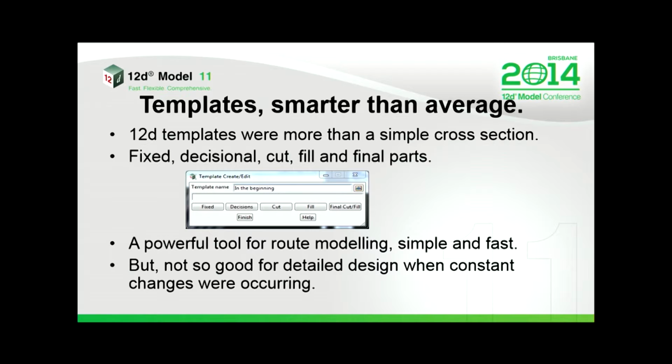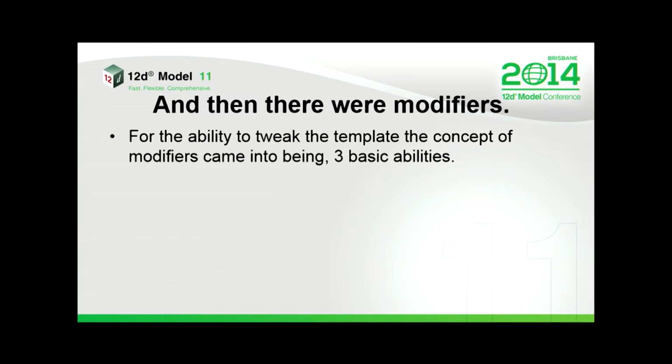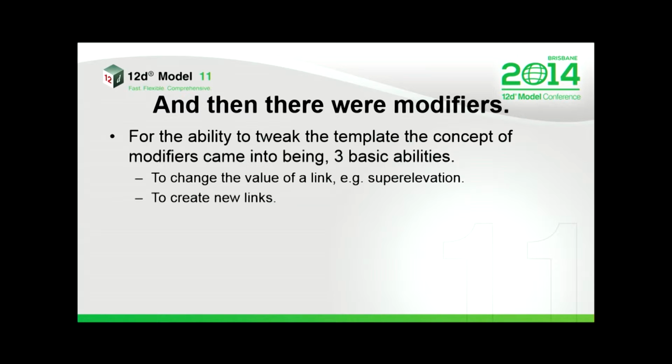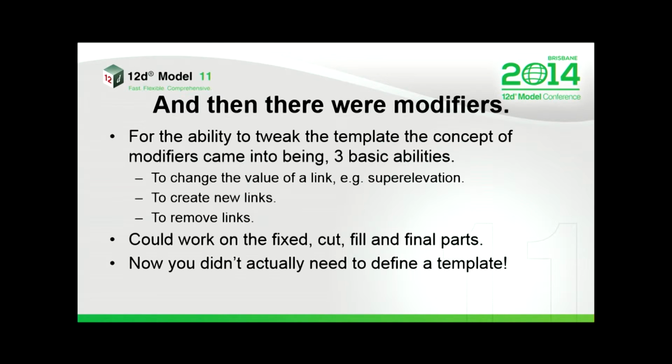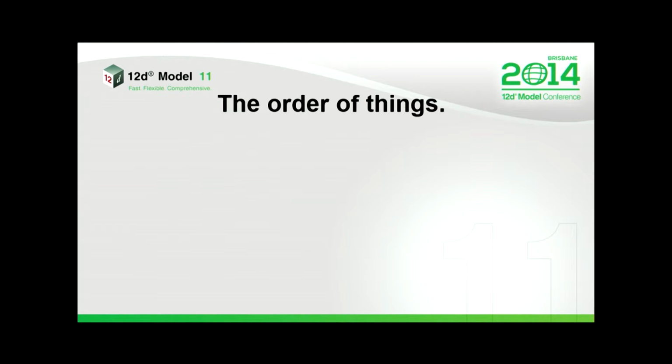So, next one, Pete. They introduced modifiers. And the idea of the modifiers was that they gave you 3 basic abilities. You could change the value of a link in the template, e.g. you wanted to alter the super elevation on the road, you wanted to make it wider, you wanted to make it narrower. With the modifiers you could create new links, and with the modifiers you could remove links. And the beauty of the modifiers was they could work on fix, cut, fill, final. So then you got that weird situation that the template-based system didn't actually need a template anymore. You could do the whole thing through modifiers.